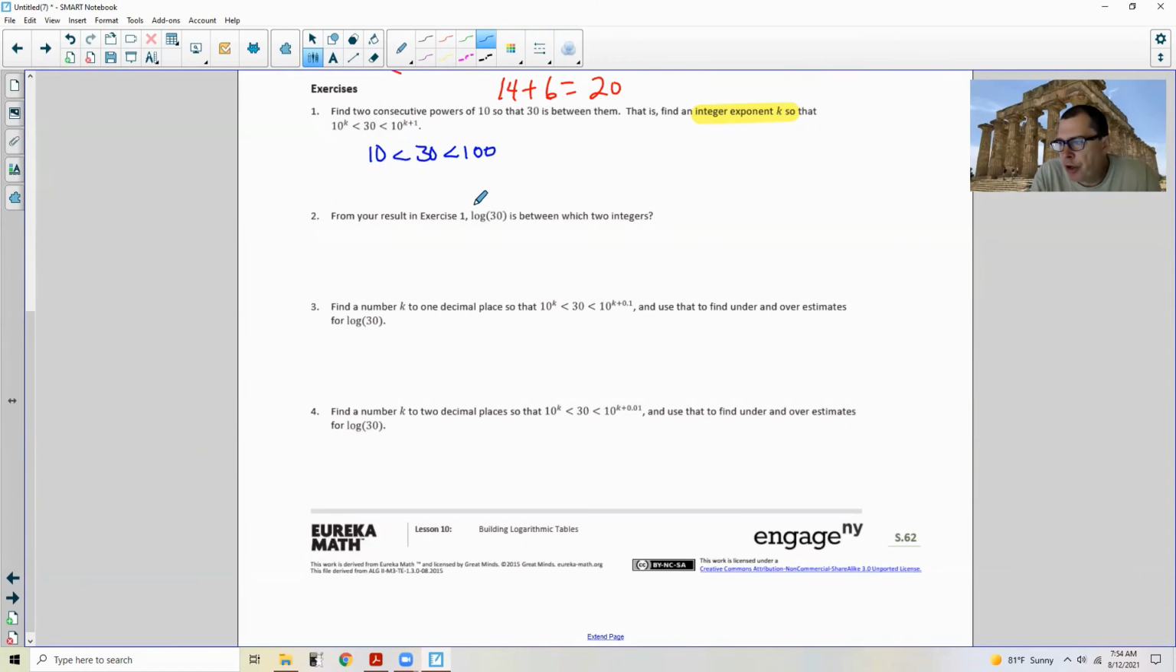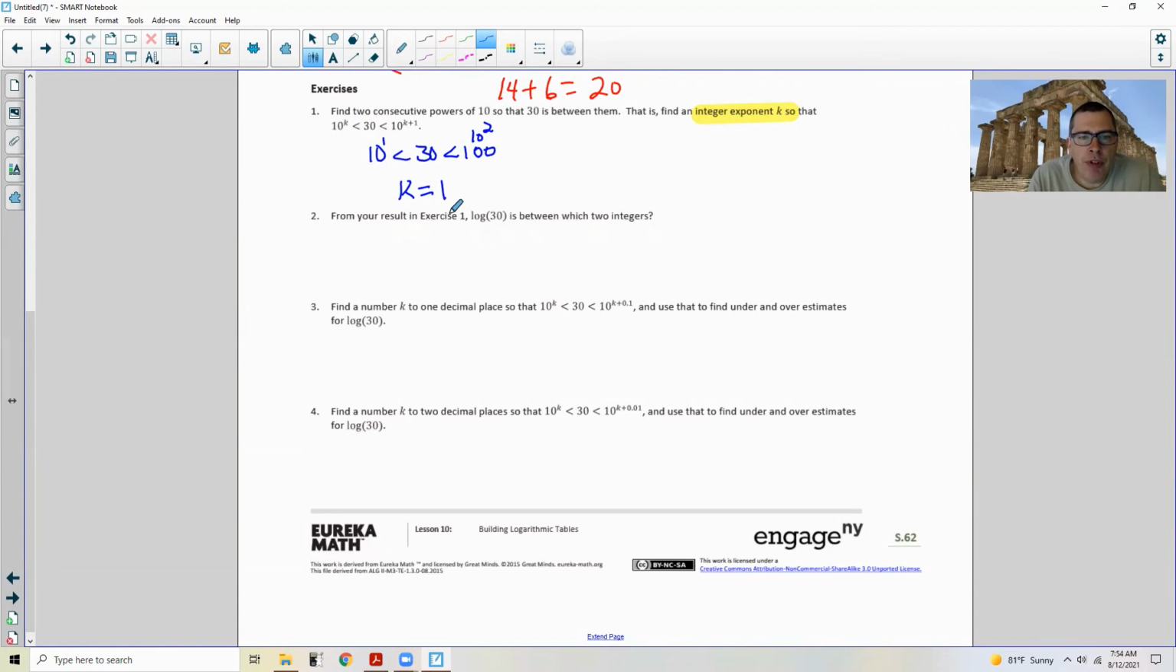And therefore, we know that k has to be 1. Find an integer exponent k. So what does k equal? k must equal 1 because 10 to the 1 is 10, and 100 is 10 squared, and 1 plus 1 is 2. Okay, so it satisfies that equation.